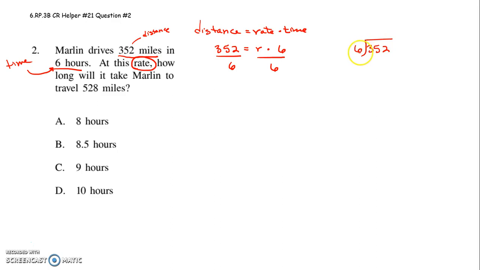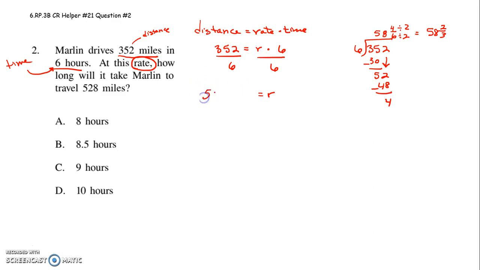352 divided by 6. 6 times 5 is 30. Subtract off. We have 5. Drag down a 2. 6 goes into 52 8 times. 6 times 8 is 48. Subtract off. So it's 58 and 4/6. I can divide numerator and denominator by 2. That's 58 and 2/3. So the rate I'm going per hour is 58 and 2/3.